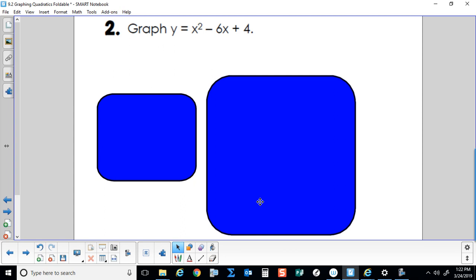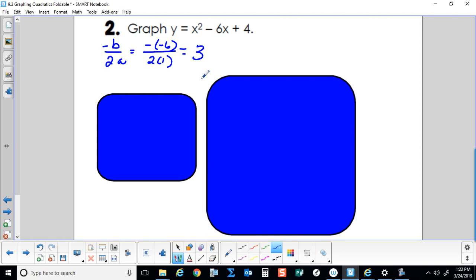So we're going to graph the next one. So what's the axis of symmetry? It's minus b over 2a. So minus a negative 6 over 2 times 1. So 6 over 2 is 3. So our axis of symmetry is 3.